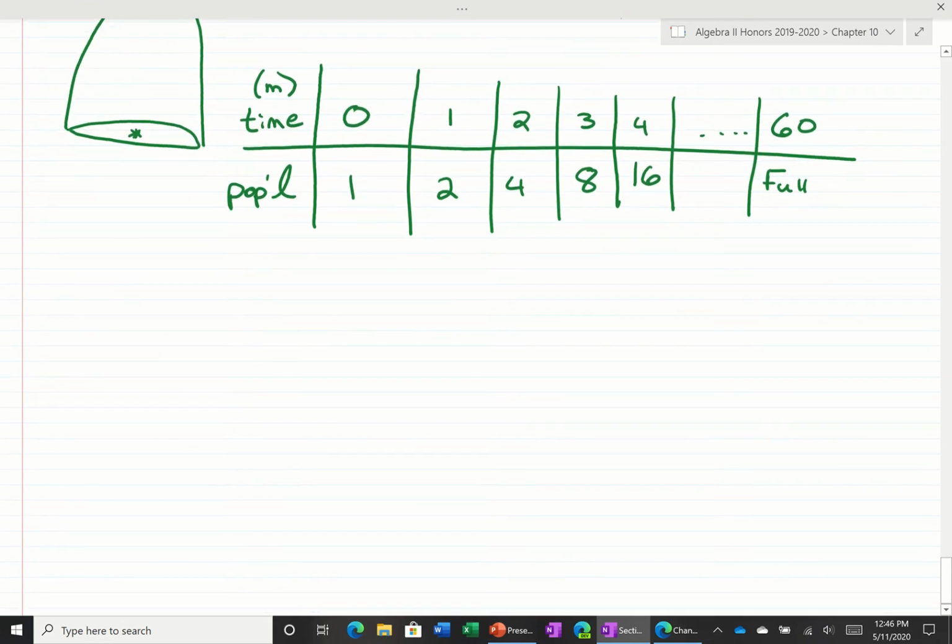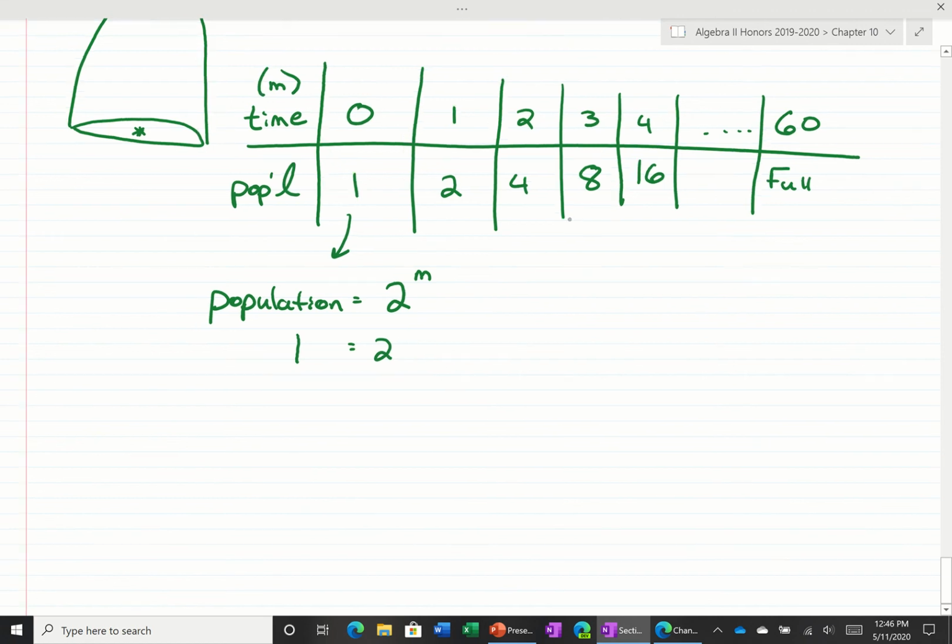So an equation that we could use to model this is we could say that the population is equal to 2 to the number of minutes. And you could check, right? Let's take this first one. If we plug in 1 for population and 0 for minutes, 2 to the 0 power is 1. We could plug in like this over here. Plug in 3 for minutes and 2 to the third is 8. So you could see that our model does make sense.